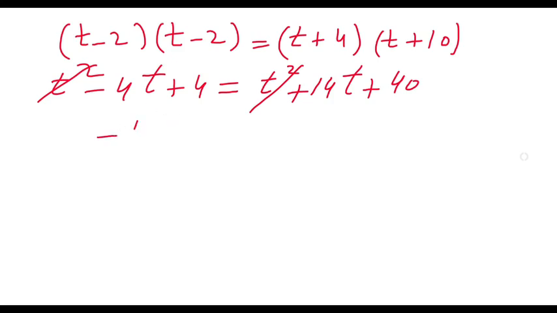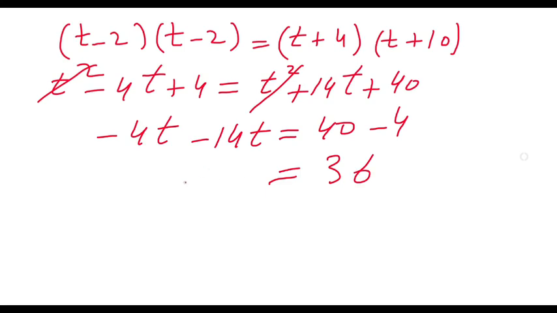So all the variables must be one side and all the constants must be on another side. So this becomes negative 4 this side. So this is going to be 36 and this is going to be negative 18t. So both sides you divide by negative 18, the answer is going to be negative 2. So we proved.